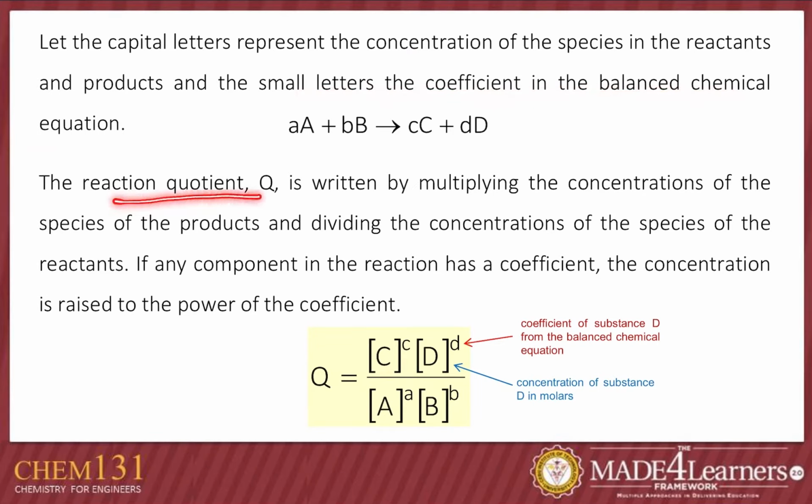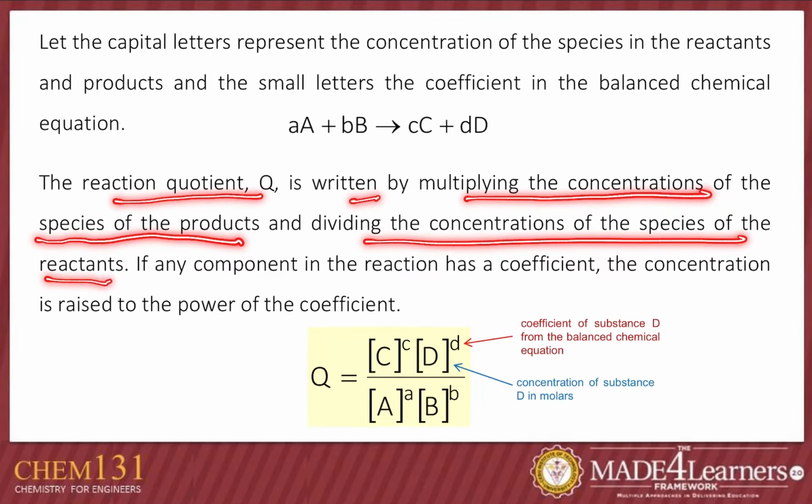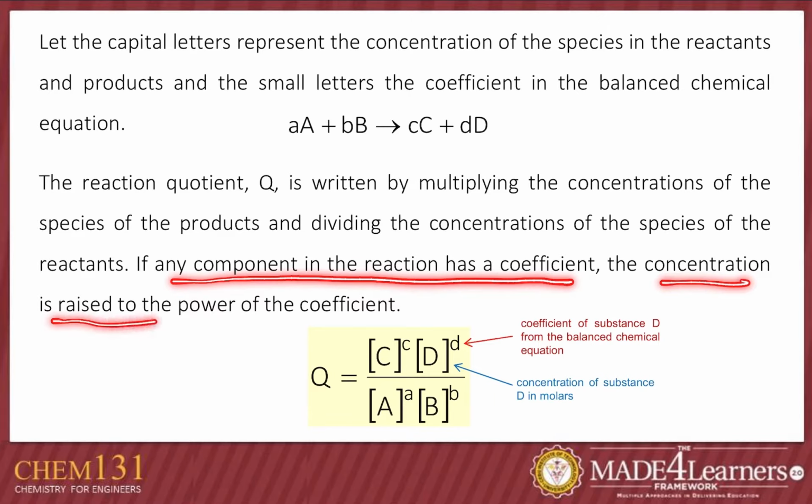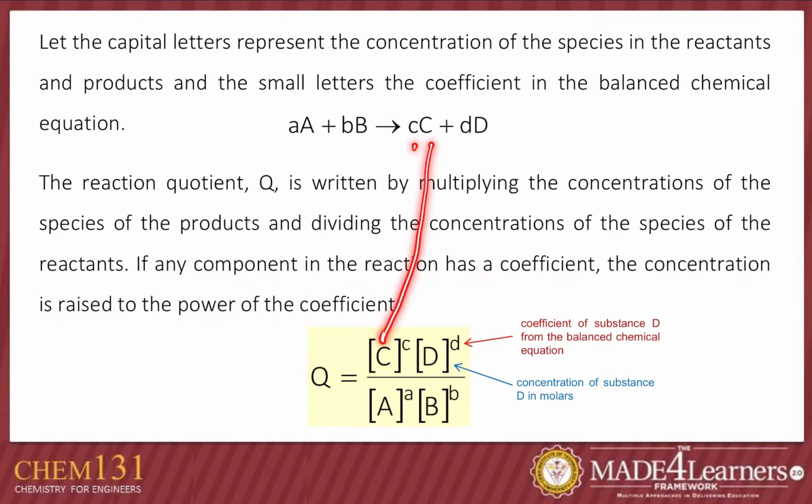The reaction quotient Q is written by multiplying the concentrations of the species of the products and dividing by the concentrations of the species of the reactants. So as I said, products over reactants. If any component in the reaction has a coefficient, the concentration is raised to the power of the coefficient. So, muna akong giingon, nga concentration ni C raised sa iyang coefficient C times concentration ni D raised sa iyang coefficient nga D divided by same gihapon sa reactants.